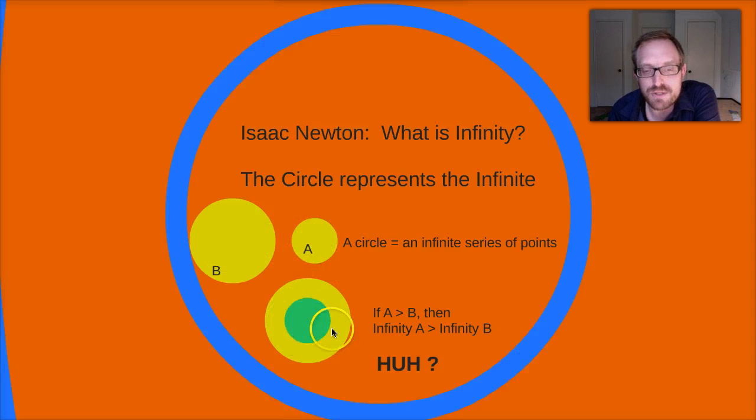In fact, I've superimposed and changed the color here. So the green circle here is actually the same as color A, and the yellow circle here is color B. But you can see here, wait a second. If A is bigger than B, which it clearly is, right? Then it would seem that infinity A, I'm sorry, I wrote this down wrong. If circle A is smaller than circle B, then it implies that infinity A is smaller than infinity B.